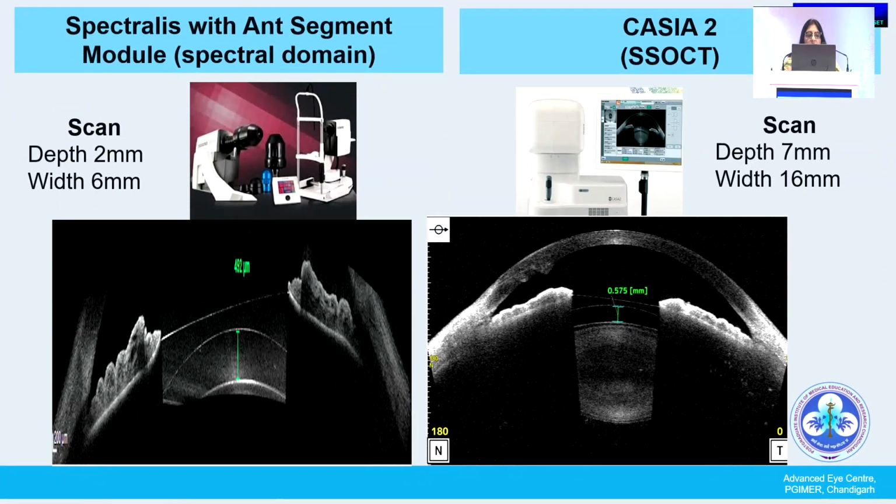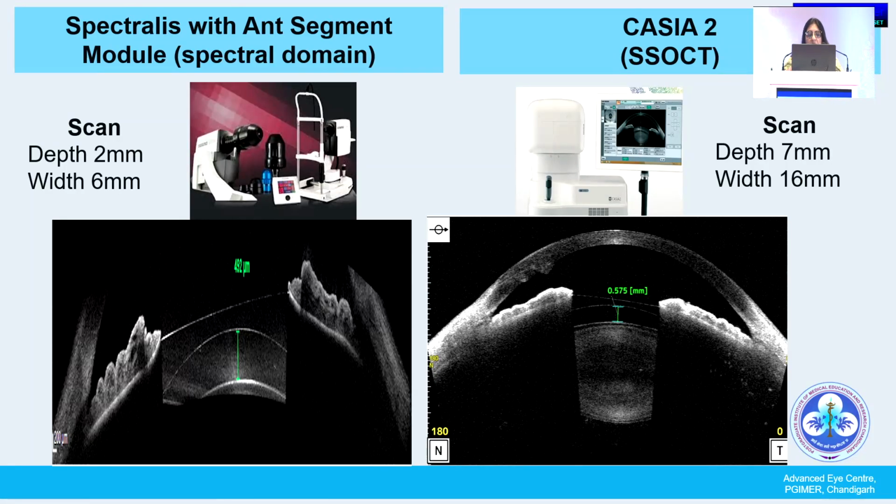These are two images. The picture on the right side of the screen shows the CASIA 2 OCT, no financial interest, which is a form of swept source OCT, where the depth of the scan is 7 millimeters and the width is 16 millimeters. So there's limbus to limbus coverage. On the other side, we have the Spectralis OCT with the anterior segment module, where the scan depth is only 2 millimeters and the width is 6 millimeters.